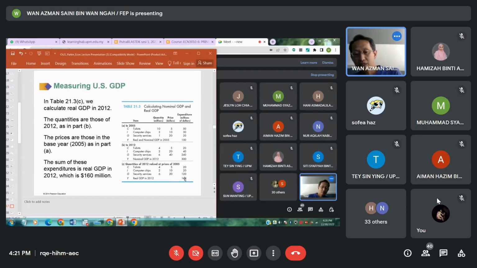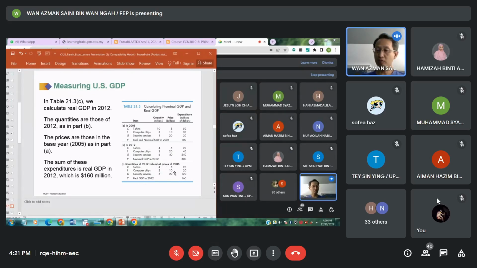Now, the output is 160 million. So output, or real economic activity, the quantity, has increased by 60%. So this is what it means by real GDP. We fix the price because we want to see the changes in real economic activities, which is the quantity of goods produced in the economy.